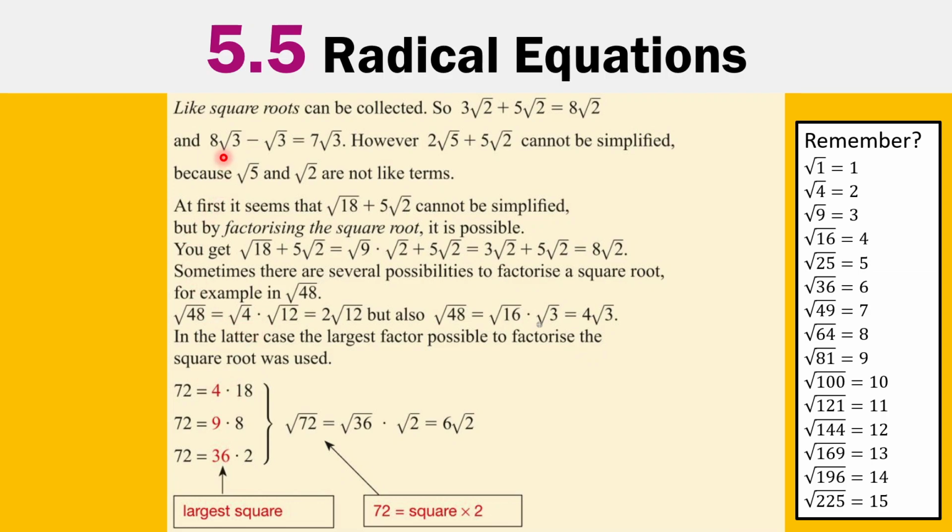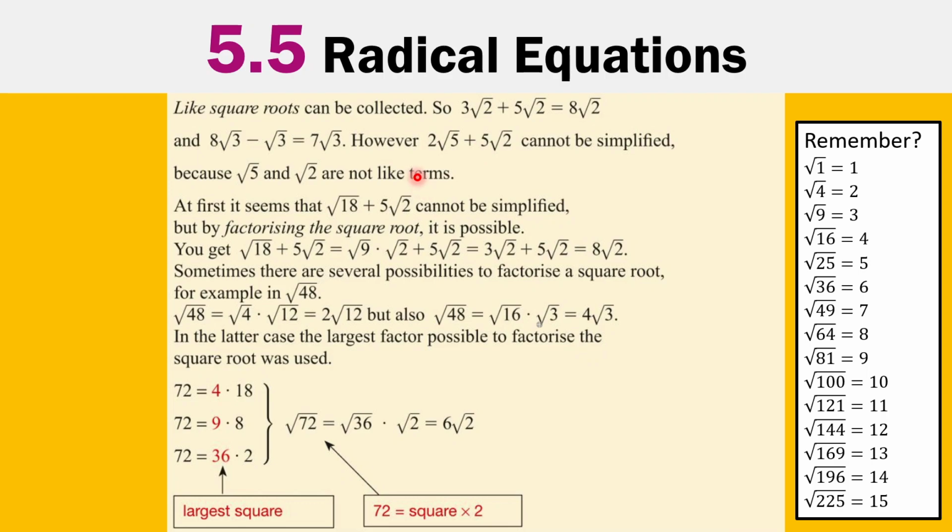For example, the fact that like square roots can be collected, they can be added up. Like square roots are roots with the same letter or number inside of the root. So this is possible: 3 root 2 plus 5 root 2, you add them up, you get 8 root 2. Subtraction has the same rules, so if the roots are like, you can subtract them. But if they are not like, for example 5 and 2 inside the roots are not the same, you cannot add them up like this. Well, not like this. Sometimes you can actually factorize and then you can.